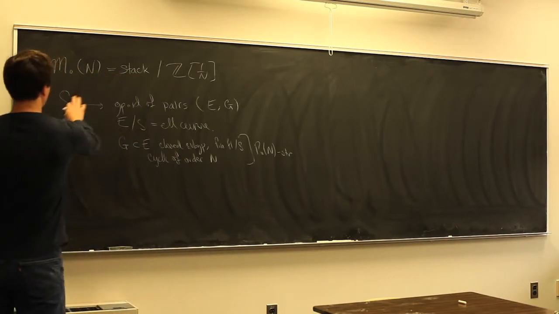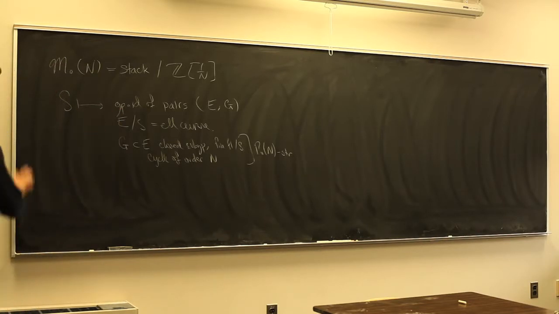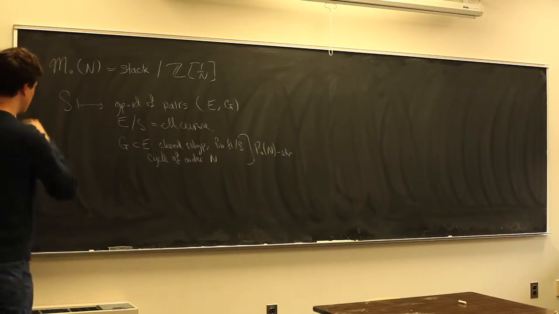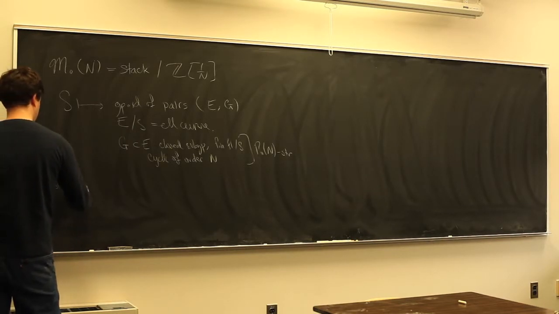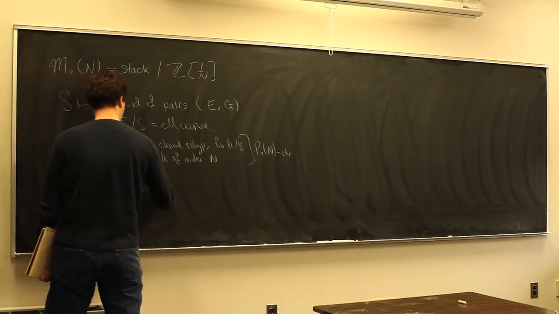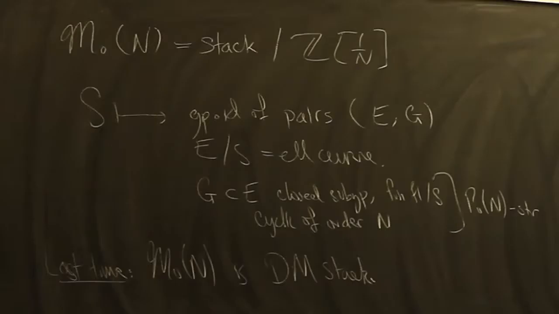All right, so this is the functor of points. It sends a scheme S to this groupoid. And so last time I called that y0n, but I'm going to change notations and use this for the stack from now on, and y0n for the coarse space, which I'm about to introduce. Okay, so last time we showed that this was a Deligne-Mumford stack. And remember what that meant was that it had an étale cover by a scheme.